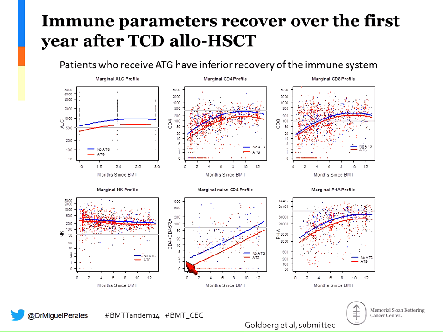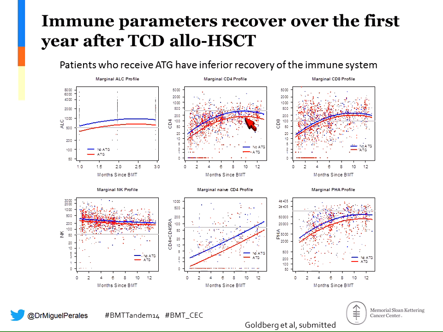This is data from our own center, which is unpublished but currently under review. Again, this is looking at the recovery of the absolute lymphocyte count. You see that it recovers over time. This is CD4 count, and this is CD8 count. This is a population of about 350 patients. You can see that the counts recover over time, but you don't reach the normal value. For the CD4 count, the normal value is around here, so we're just below that at about 12 months.